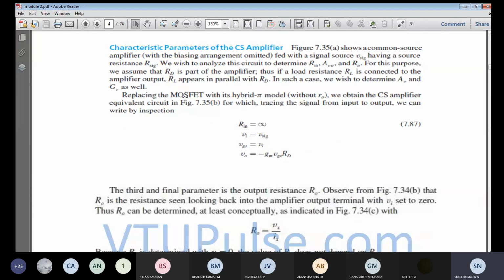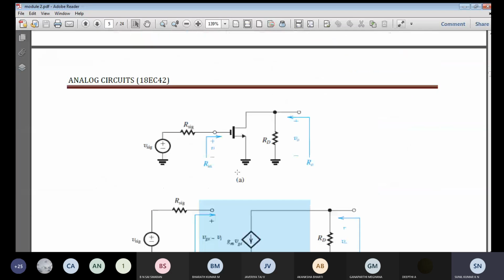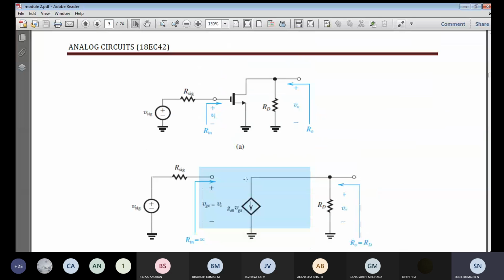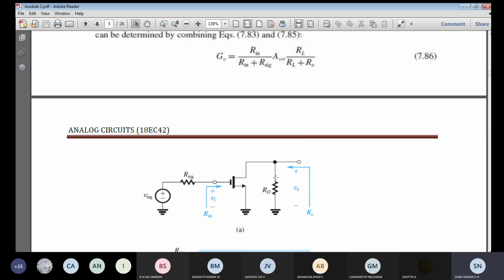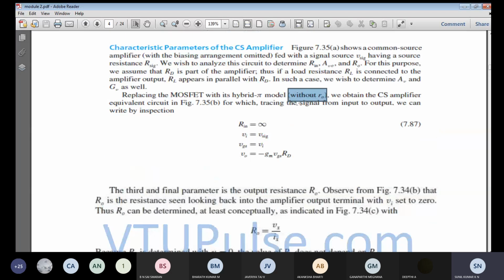Since we are going to write the corresponding equivalent circuit, and we have written it without R naught, I have taken the common source amplifier circuit first. I have written the corresponding equivalent circuit for this common source amplifier. This is nothing but the hybrid pi model. So after writing the hybrid pi model, without the finite resistance R naught, that means neglecting the channel length modulation, we can obtain the common source equivalent circuit.